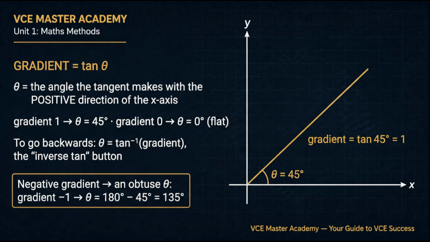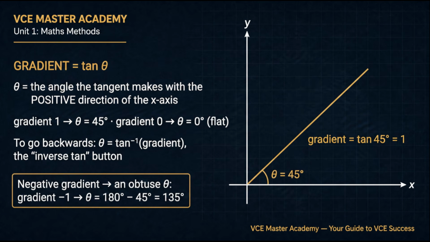Now the bonus skill, and it's a genuinely beautiful one. Every gradient is secretly an angle. The link is one tiny formula. Gradient equals tan of theta. Tan is the trig ratio you know, opposite over adjacent. And here it's doing its favorite job, turning steepness into an angle. Theta is the angle the tangent line, the line that just touches the curve at a point, makes with the positive direction of the x-axis.